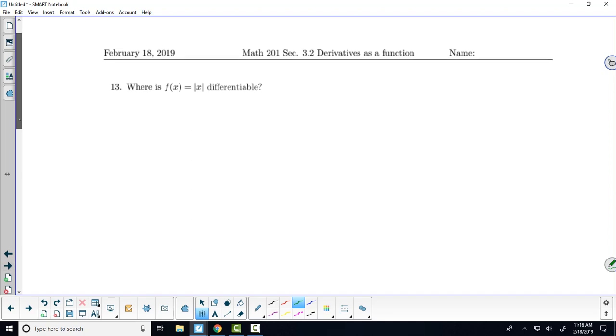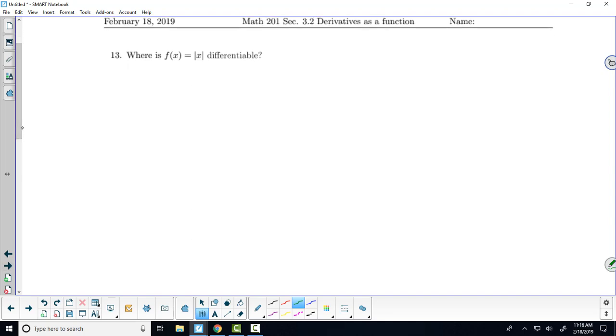All right. So remember this function? Made you spend a lot of time learning how to work with limits with it, right? That's good, because now I want to talk about its derivative. Derivatives have limits in it. So where is this function differentiable? Well, let's look at the definition of the absolute value.